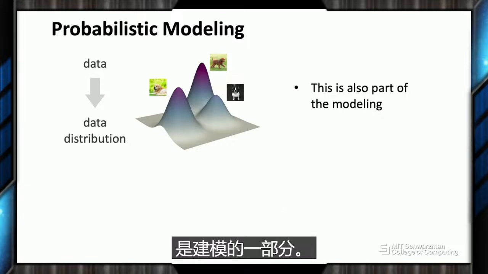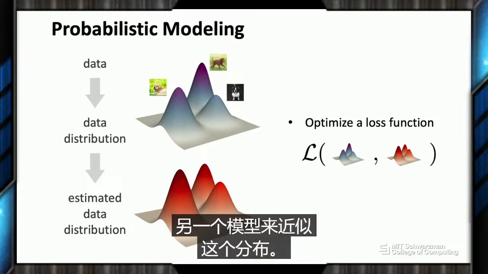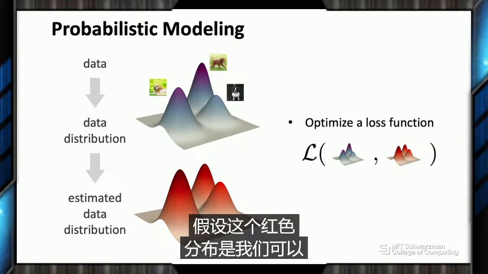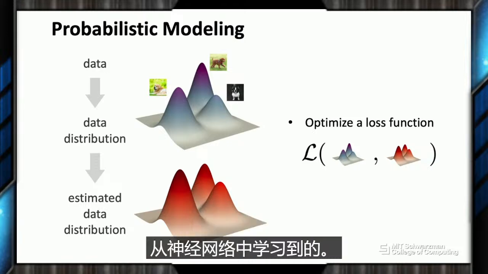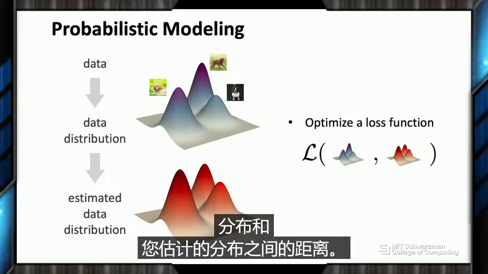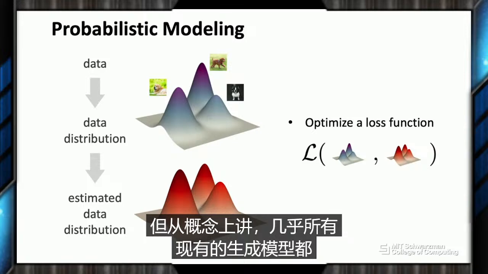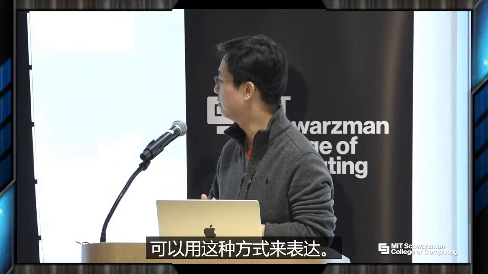And then the goal of generative modeling is to learn a neural network, or perhaps another model, to approximate this distribution. Let's say this red distribution is what we can learn from a neural network, and the goal here is to minimize the distance between the data distribution and the distribution you estimated. This is still a very difficult problem. There are many solutions to this problem, but conceptually, almost all existing generative models could be formulated in this way, and they are just trying to address the challenge exposed by this problem.